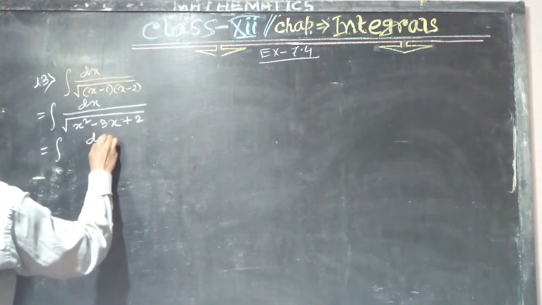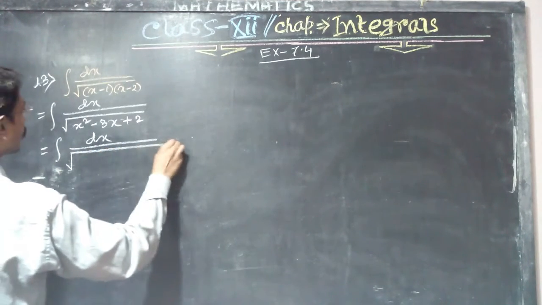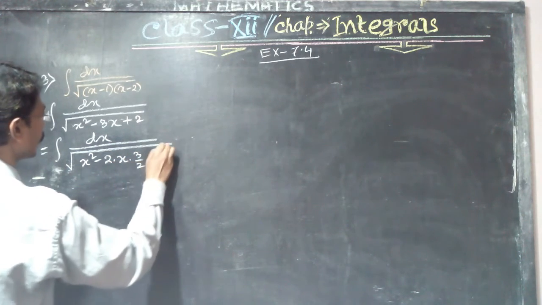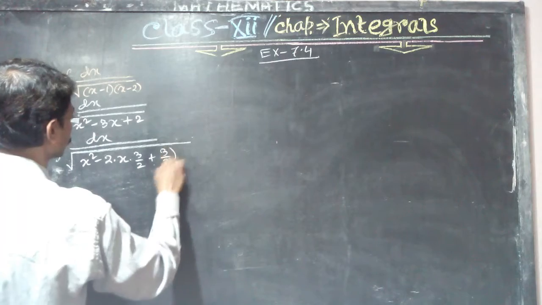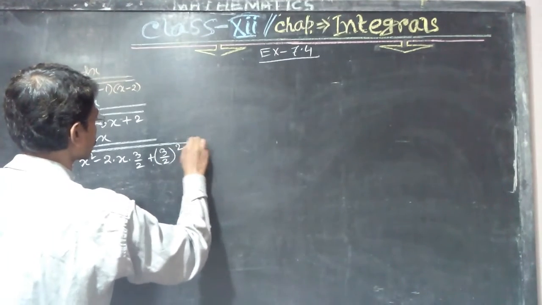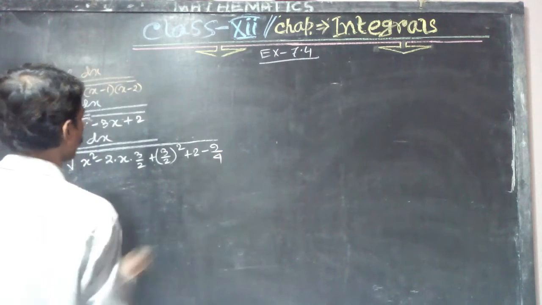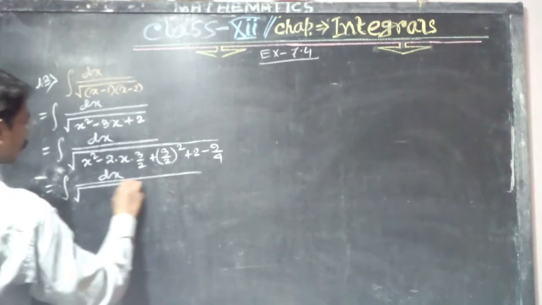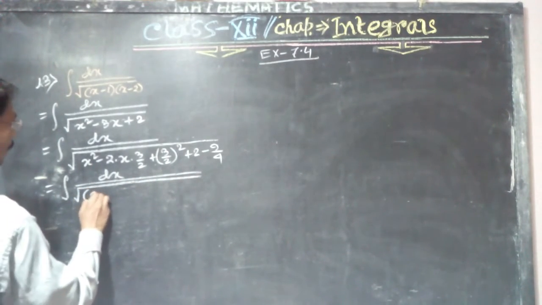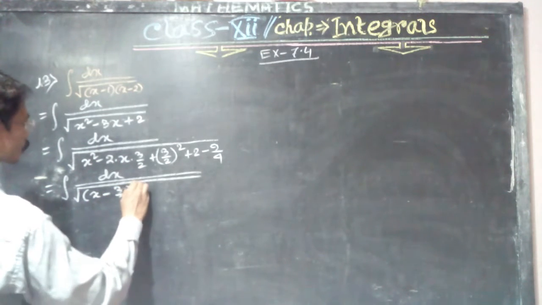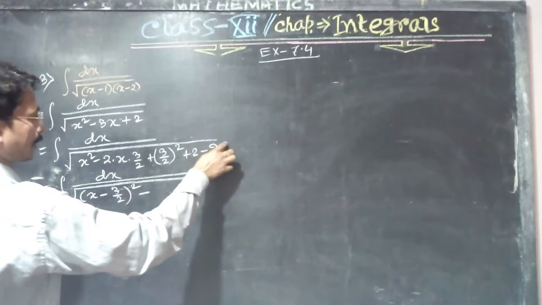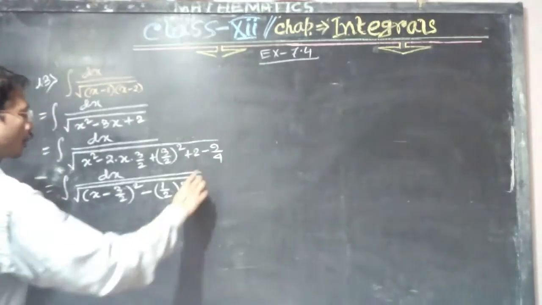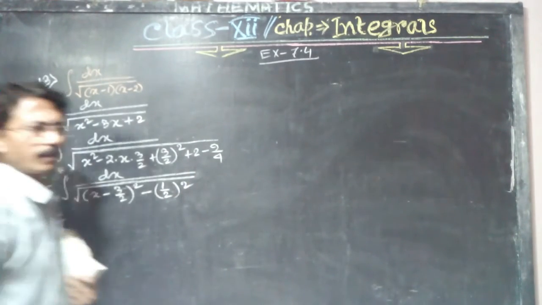equal to integration dx by root over a square minus 2ab plus 3 by 2 whole square plus 2 minus 3 by 2 whole square, means 9 by 4, equal to integration dx by, students notice everyone, x minus 3 by 2 whole square, it is plus 8 minus 9 means minus 1 by 4, means minus half the whole square. So it is in the form, what is the form?